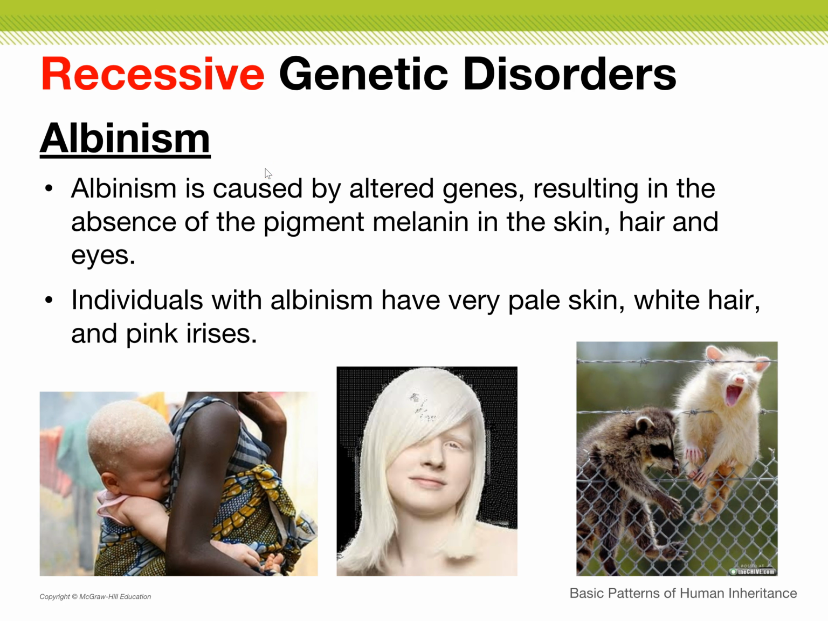Albinism, so being albino. So here's some pictures of some albino humans. Any race can be albino. And then there's an example of an albino raccoon. So it is caused by altered genes resulting in the absence of the pigment melanin in the skin, hair, and eyes. So they're going to have very, very pale skin, white hair, pink eyes, and that's a recessive disorder.